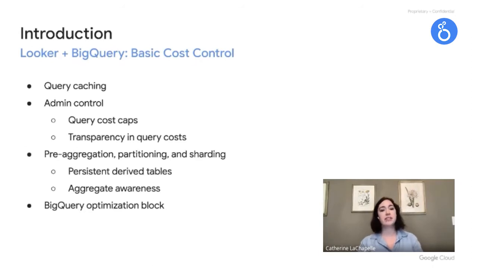We also have things like pre-aggregation, partitioning, and sharding for performance. By dividing a large table into smaller partitions, you are able to improve the query performance. And another benefit is that you can also control the costs by reducing the number of bytes read by a query.